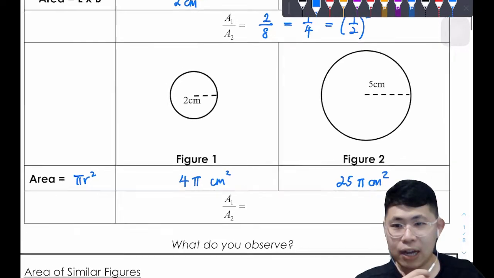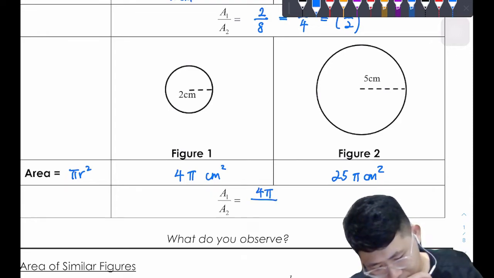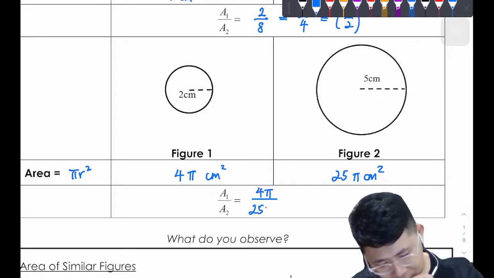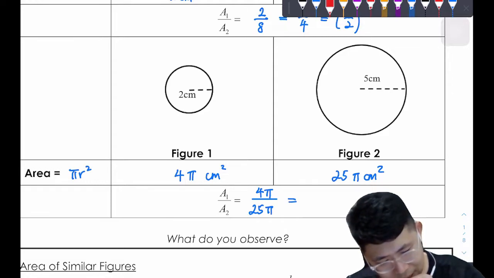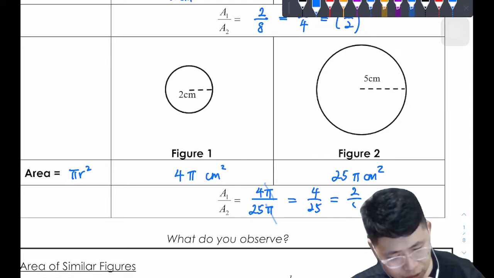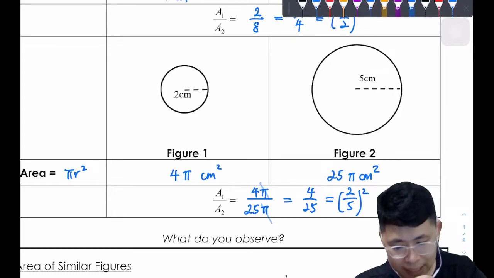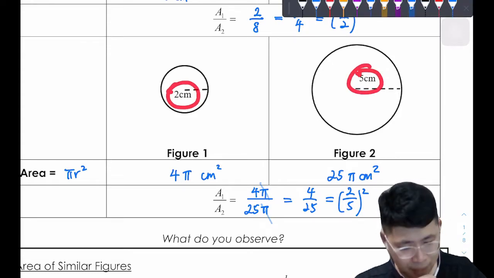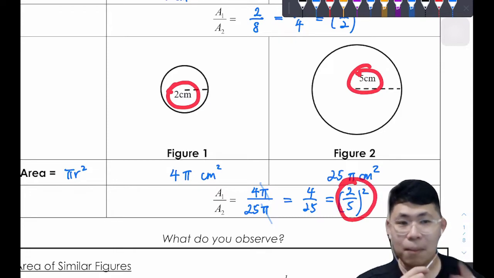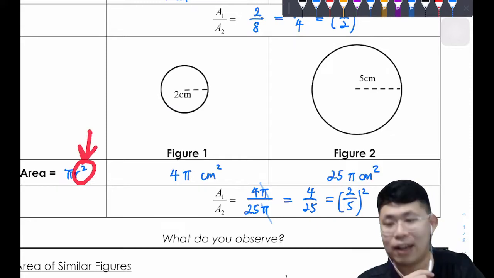So let's check out the ratio of the area. The area is 4 pi over 25 pi. If you cancel off the pi, you just have 4 over 25, and 4 over 25 is actually (2 over 5) squared. If you look at the ratio of the length, this is 2 parts, this is 5 parts, correct? The ratio of the length is 2 to 5, but squared, because of the pi r squared over here, this square effect.